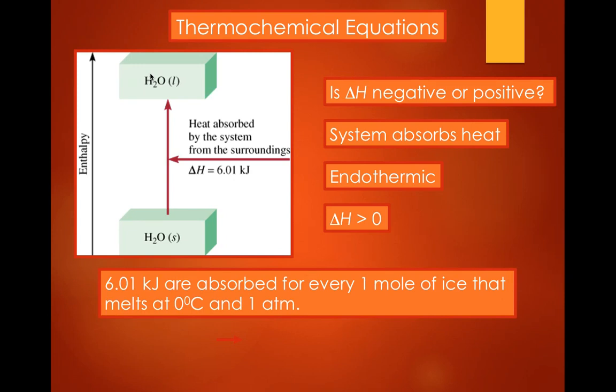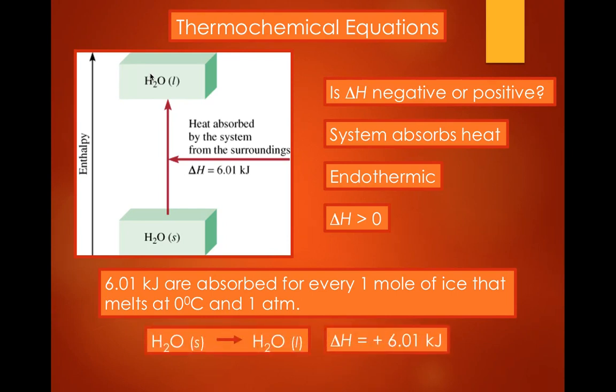6.01 kilojoules are absorbed for every 1 mole of ice that melts at 0 degrees Celsius and 1 atmosphere, which is a unit of pressure. And it's the standard pressure. So when we melt ice, it's going to require energy. So the process is endothermic.